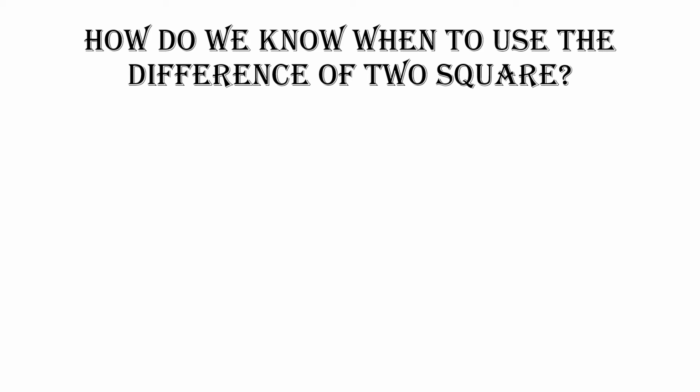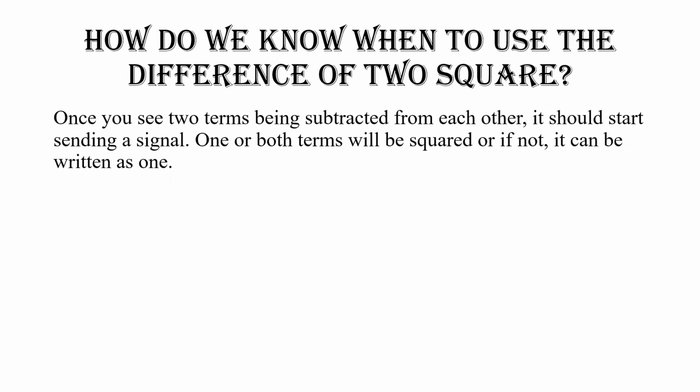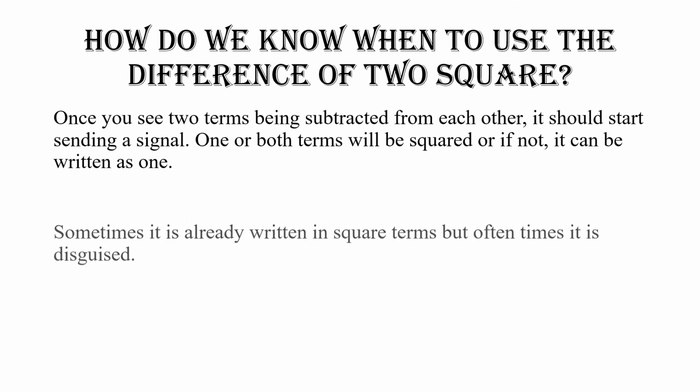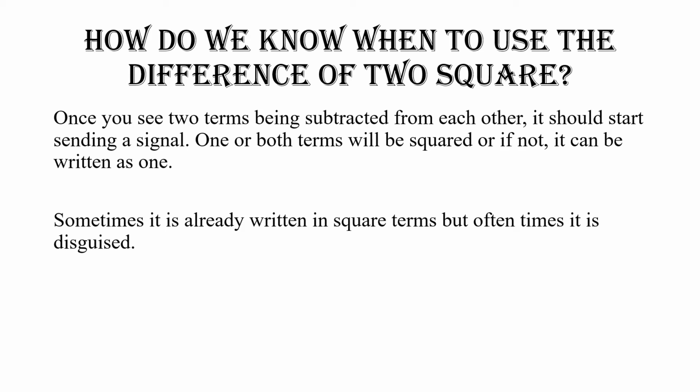So how do we know when we have to use the difference of 2 squares? This is something that should start raising your antenna. Once you see two different terms, more often than not, that's how they're presented, and they are being subtracted from each other, that should start sending a signal. One or both terms will be squared, and if not, that simply means it can be written as a square. Sometimes it is already written in square terms, but oftentimes it is disguised. So not all the time will they give it to you.